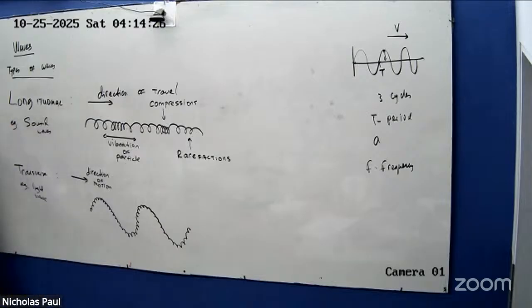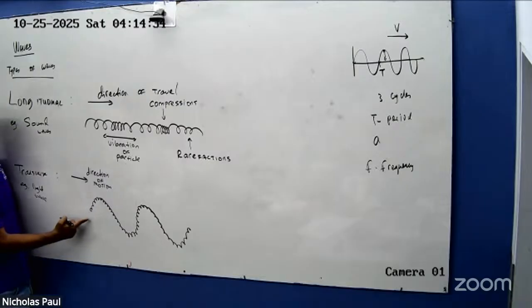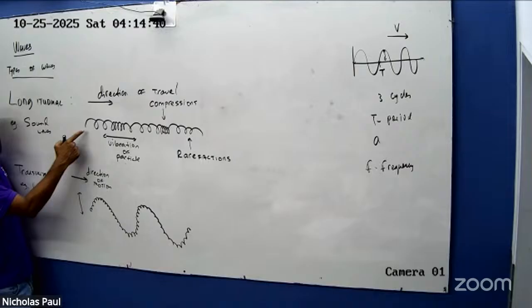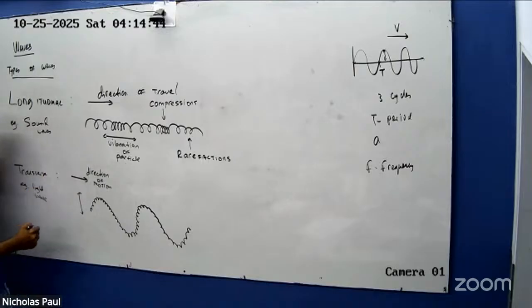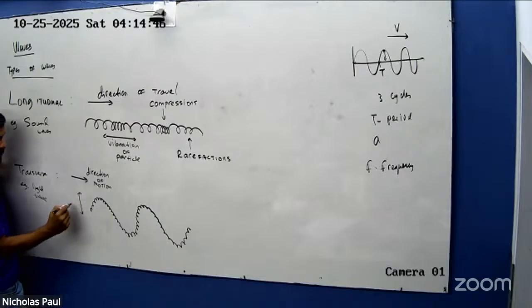So if I were to give you a slinky and I said, okay, Kanisha, use this slinky to produce a transverse wave, this is what you'll end up with. The way to do it is to move the slinky up and down. To move the slinky left and right, you'll produce a longitudinal wave. Up and down will be the vibration of the particles.